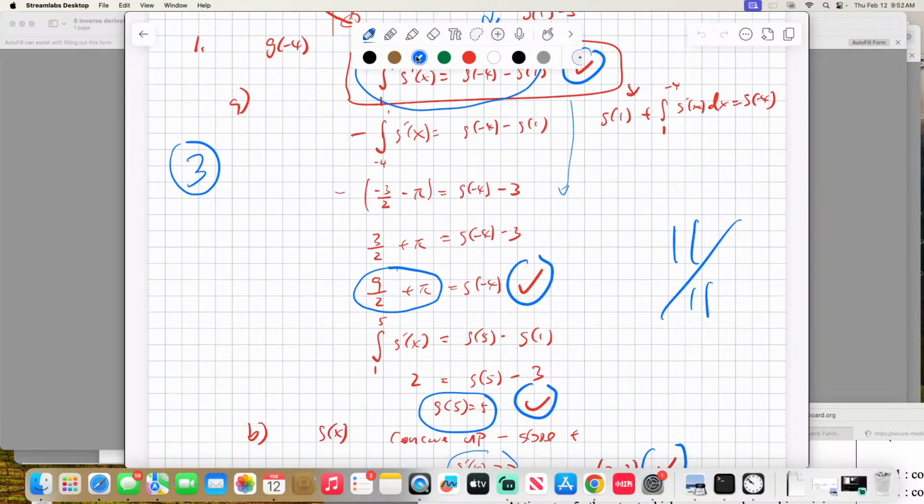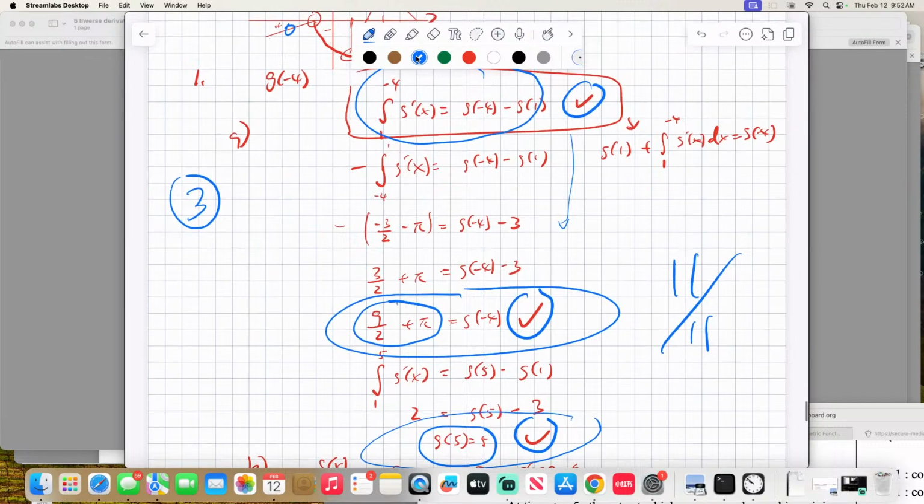So you should get a check mark for this. It should get 9/2 plus pi. You should get another check mark for this. G of phi is equal to 5. Now the work, this is a plus 1. So that's 3 check marks. So you got G of -4, you got G of 5, and you got the work.